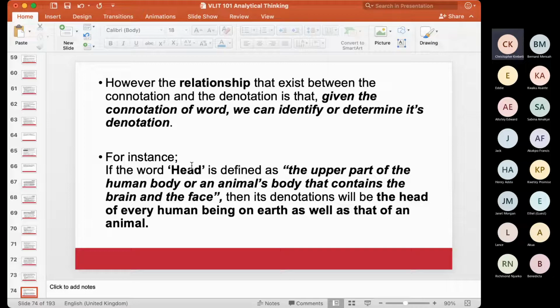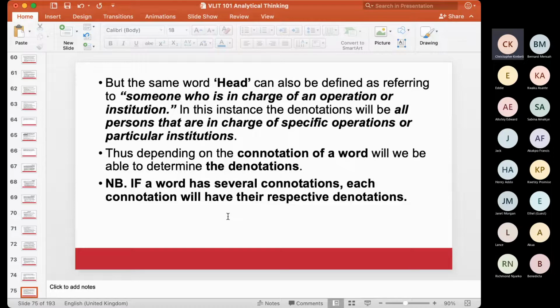So by this connotation, we can determine the denotation of head. So what is the denotation? The denotation will be the head of every human being, right? That would be the denotation. Then we are denoting the head of all human beings or the head of all animals on earth. The head of all.